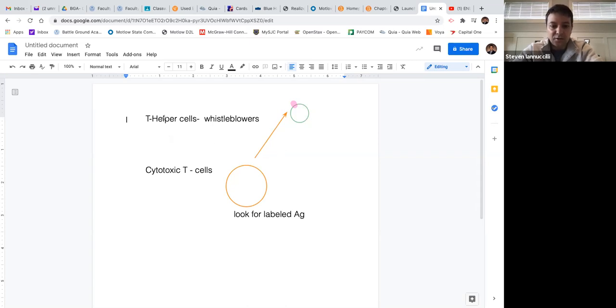So I call my T helper cells the whistleblowers or the tattletales, and I call the cytotoxic T cells the muscle. They're the cells that actually take out the antigens that have been labeled. So that's the difference between the two different types of T cells.